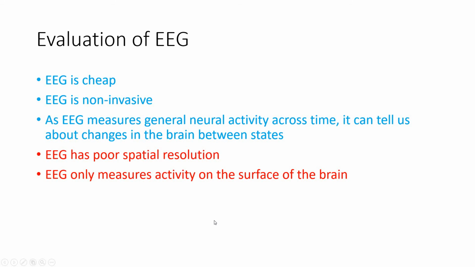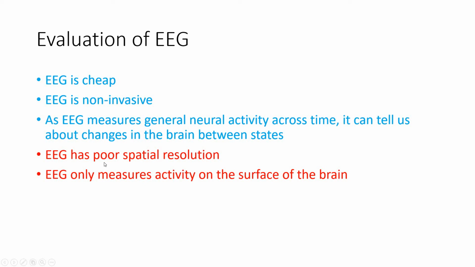So one advantage is that EEG is incredibly cheap compared to MRI scanners in particular. It's also non-invasive. You just have to wear something on your head, and because it measures general neural activity across time, it can tell us changes in the brain between different states.